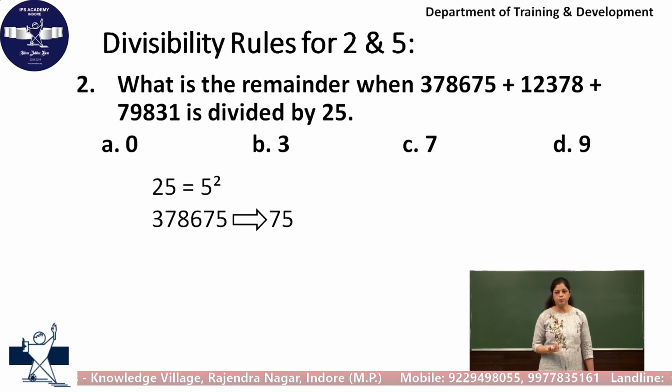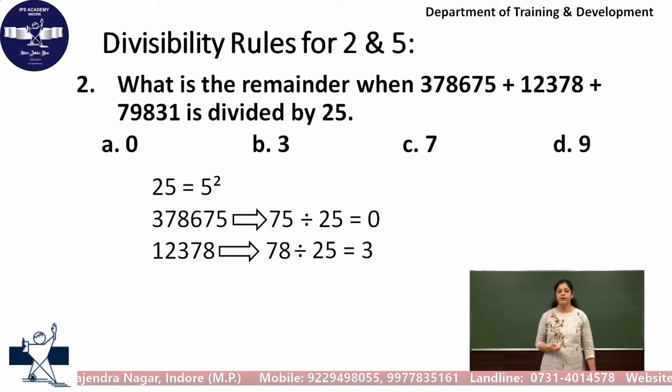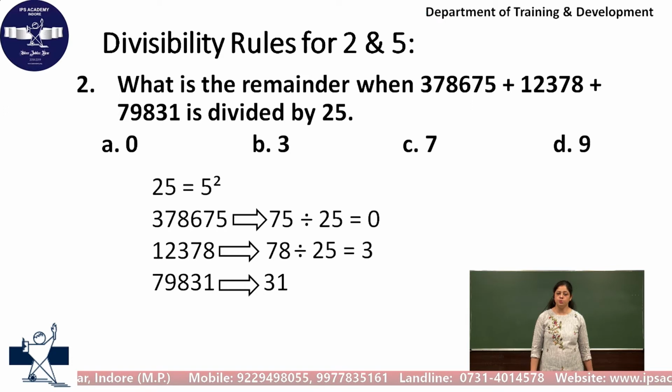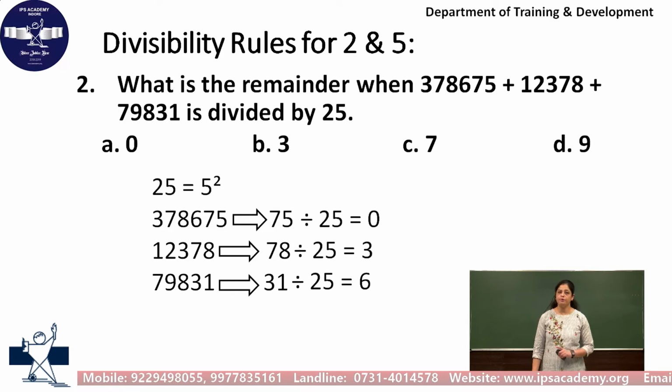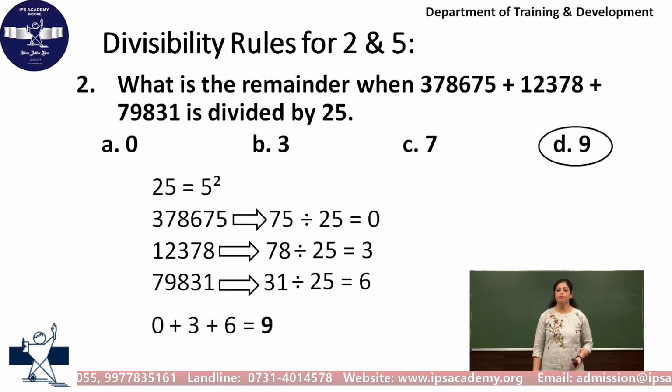The remainder is 0. Now we are going to see what the remainders are. The second number, 78, when divided by 25, the remainder will be 3. For the third number, the last 2 digits when divided by 25, the remainder is 6. Alright. Now we are going to perform the same operation as that given in the problem. So 0 plus 3 plus 6, which is 9, and that will be our final answer.